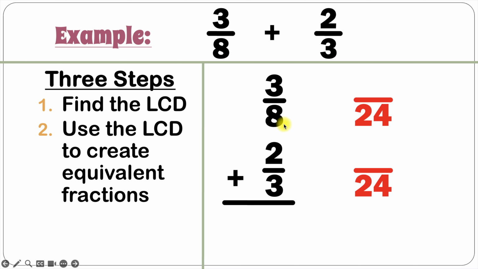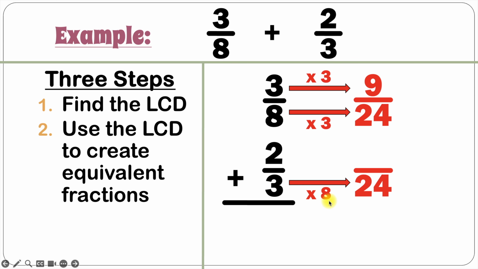Let's start with 3/8. 8 times what is 24? Well, that's 8 times 3. And since we multiplied the bottom by 3, we'll multiply the top by 3. And 3 times 3 equals 9. So our new equivalent fraction is 9/24. For 2/3, 3 times what is 24? That's 8. So we'll do the same thing to the top. 2 times 8 equals 16.